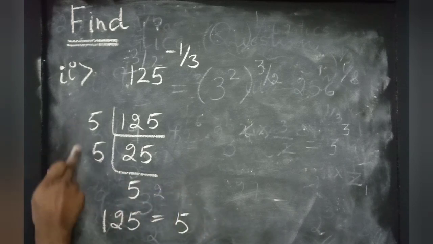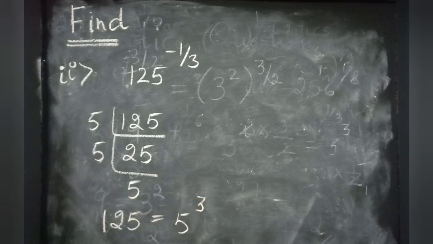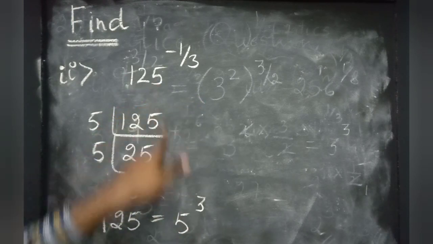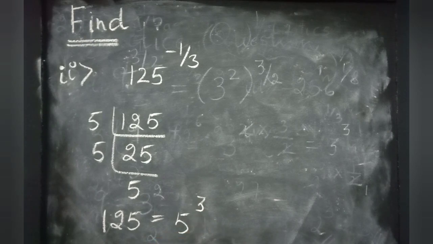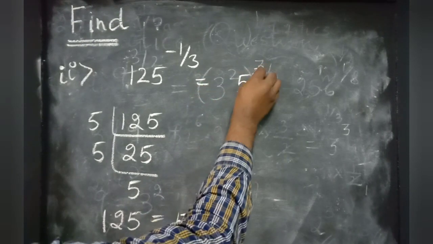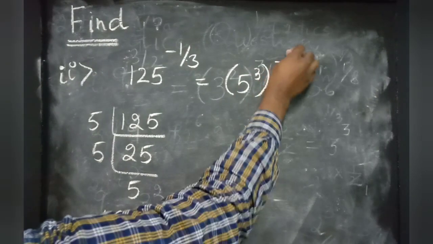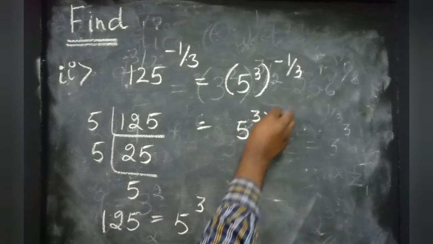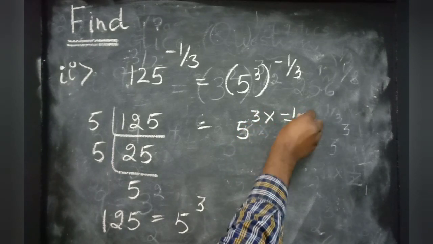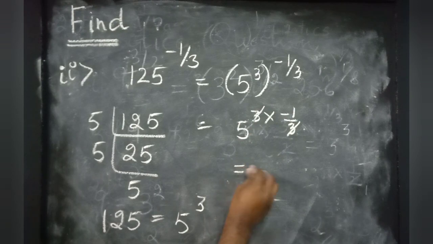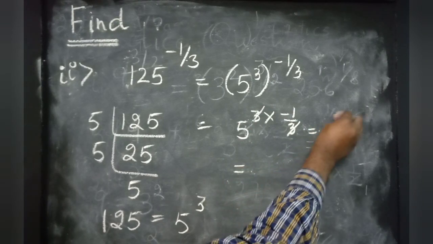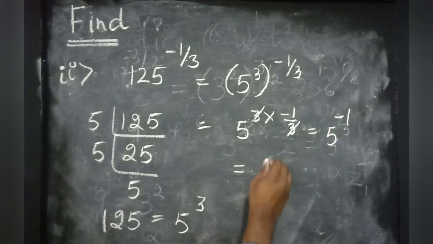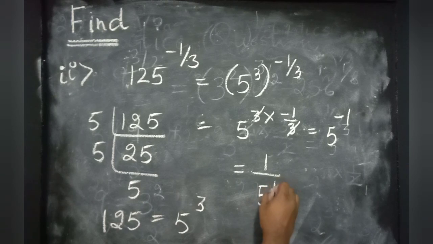Now 125 I can write as 5 to the power 1, 2, 3, that is 5 to the power 3. Now I'll write 125 as 5 to the power 3. Again I have the power minus 1 divided by 3. Now I can write it as 5 power 3 into minus 1 divided by 3. Now 3 and 3 will cancel. What I get is 5 to the power minus 1, which can be written as 1 by 5 to the power 1.